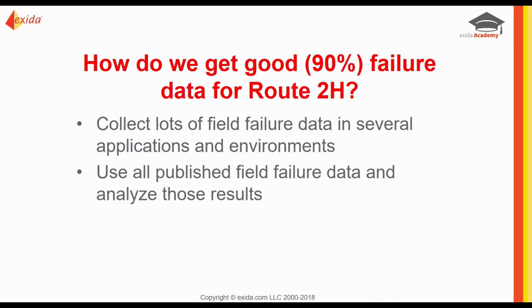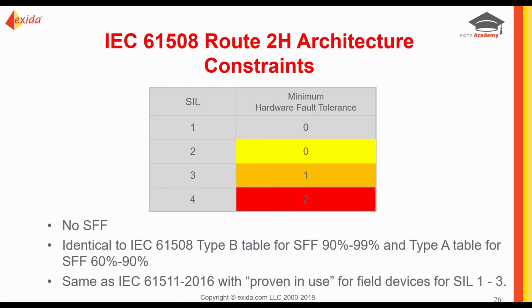So how do you get that 2H information? Well, you can either collect a lot of field failure data from several different applications and several different environments, so you make sure you're completely covered, and use all the published field failure data and analyze those results. And that's what we did here. So we put together this huge database for Route 2H, so then we could start certifying devices for Route 2H as well.